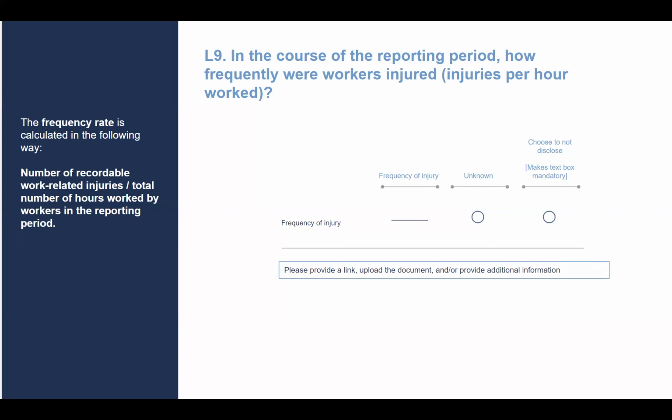This indicator is related to the number of injuries during the reporting period. Data on work-related injuries is a measure of the extent of harm suffered by workers. It is not a measure of safety. Companies can choose to select unknown if the frequency rate is not measured. Furthermore, companies can choose to not disclose. If they do so, they will be prompted to provide an explanation.